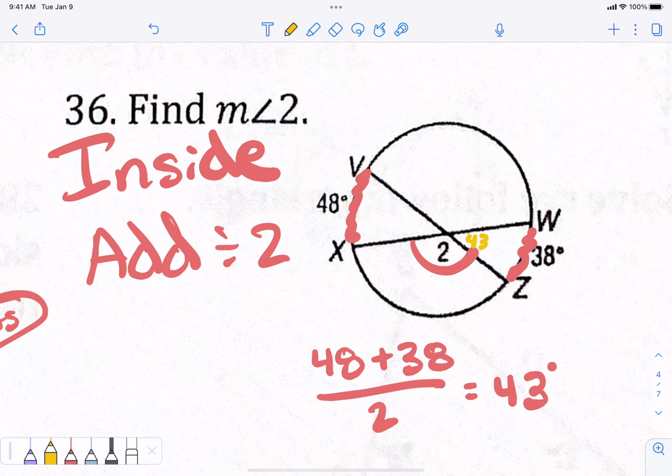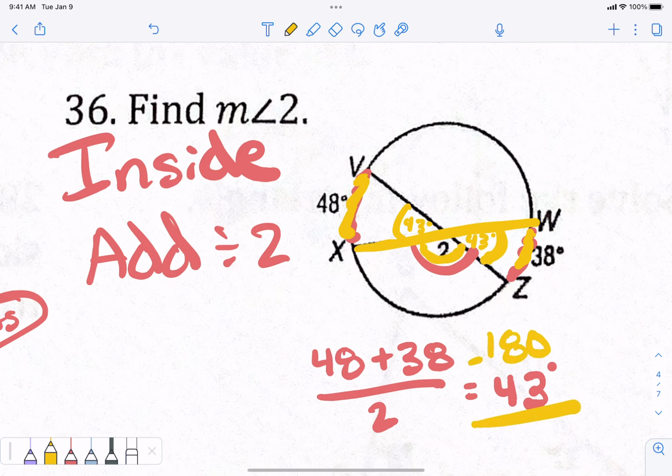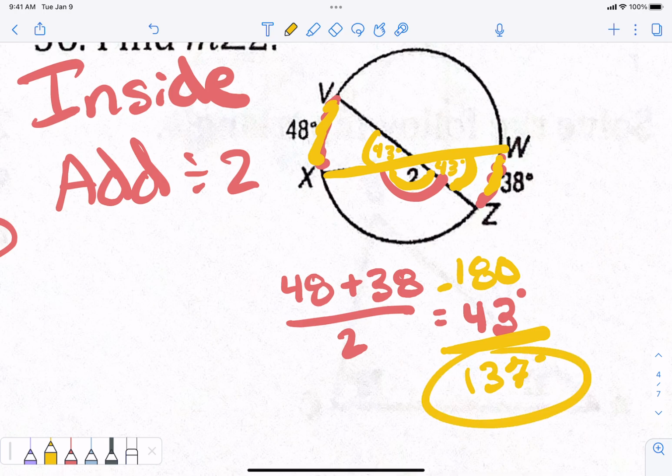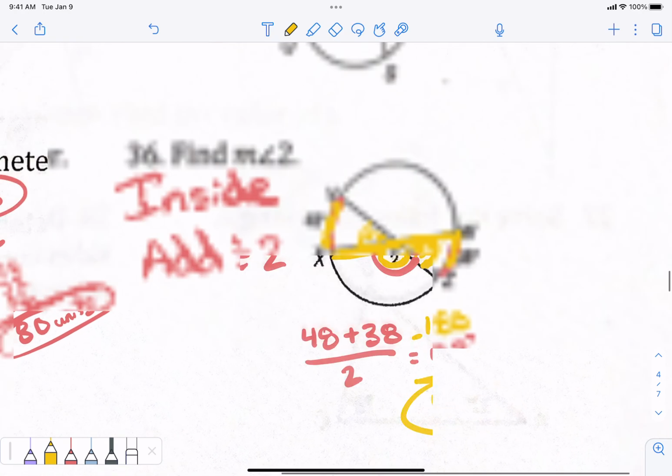Except 43 degrees is going to be each of these, right? Because it's going horizontally. These arcs are corresponding to these two angles. So if I'm trying to find angle 2, I look at this as being a straight line here. 43 is this guy. I have to subtract from 180 to get angle 2. So I'm going to take 180 minus 43, and that is 137 degrees. There we go. Oh man, that's a lot.